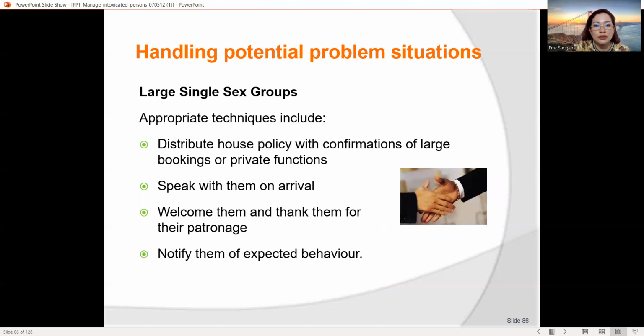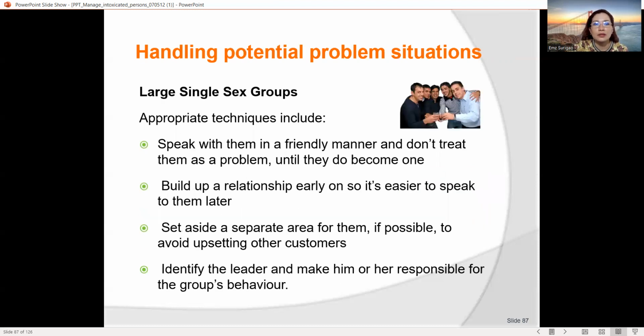Appropriate techniques include distributing the house policy with confirmation of large bookings or private functions. So you need to discuss it very carefully. Speak with them on arrival. Welcome them and thank them for their patronage. Notify them of the expected behavior. For large groups, speak with them in a friendly manner and don't treat them as a problem until they do become one. Build up a relationship early on so it is easier to speak to them later.